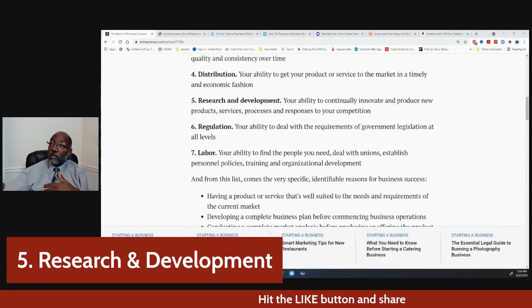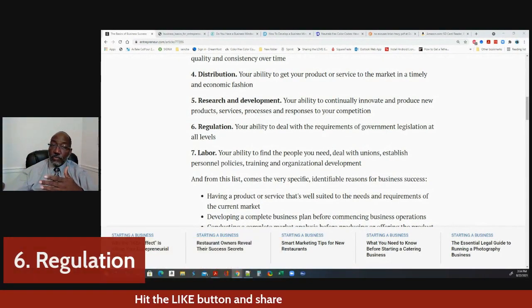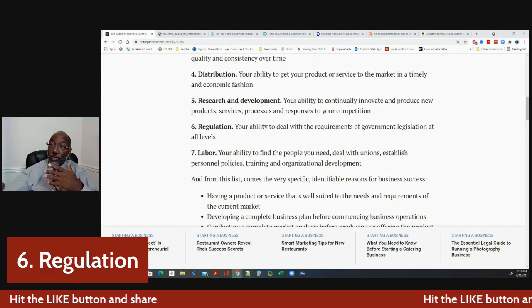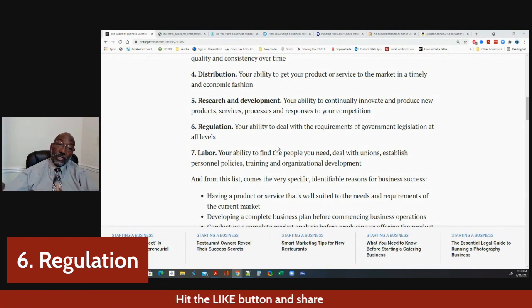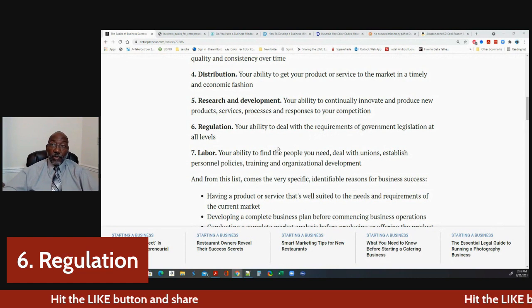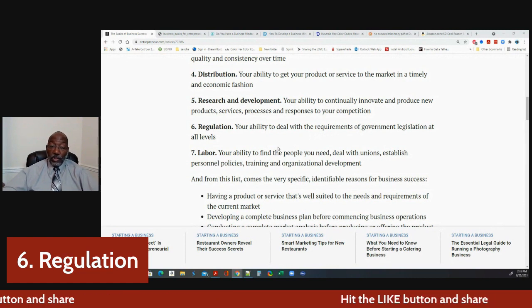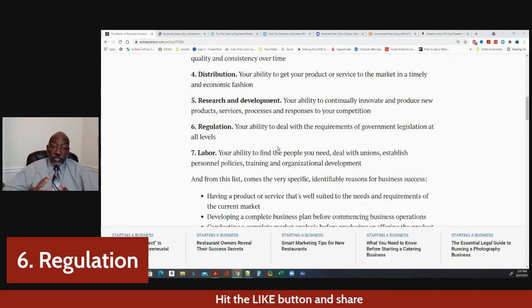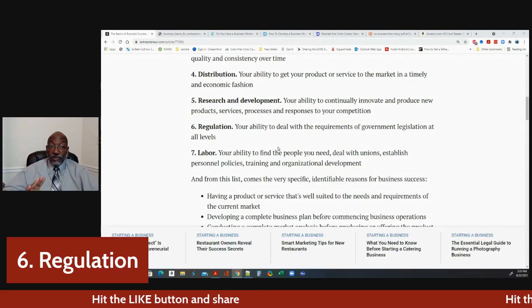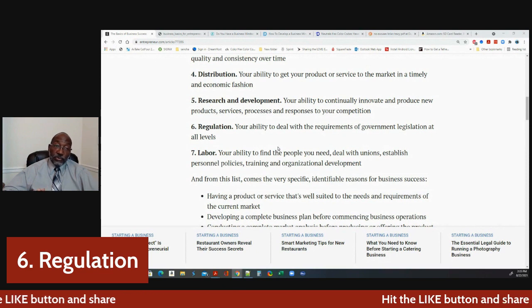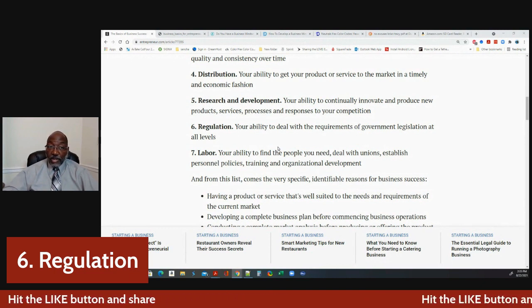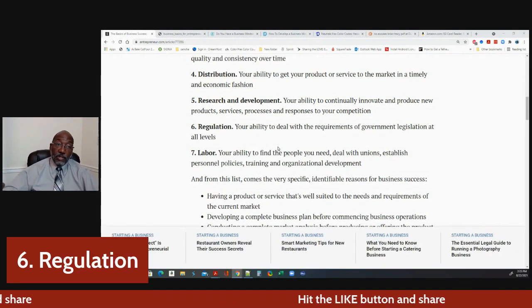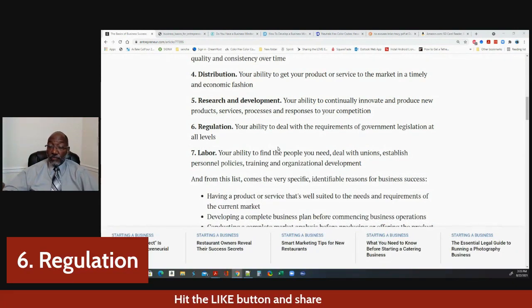Okay. So then the next one is regulation. Your ability to deal with the requirements of government legislation at all levels. So you got to be able to deal with whatever it is that comes out that a notary is supposed to do. The first regulation is we as notaries are supposed to be following the rules and regulations of state notarial law. So that's the first thing. Whether you can use an ID or not, whether you can do this or not, you have to follow those guidelines and regulations. If you're willing to do that, then cool.